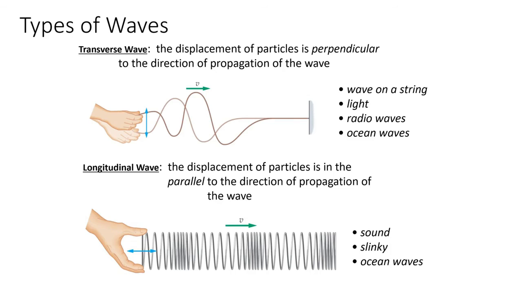Other examples of longitudinal waves: the classic is sound, which we will be talking about later on in this chapter. Also the slinky, and if you think about it, in the ocean you bob up and down, but you also kind of move left to right. And so it's a combination of both a transverse wave and a longitudinal wave.